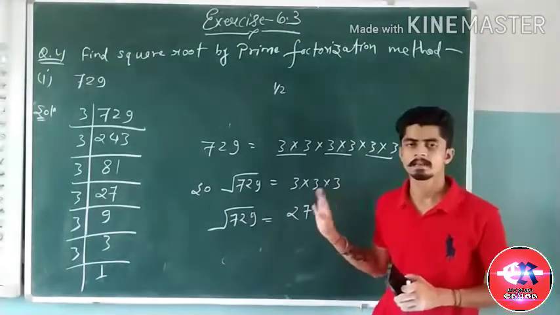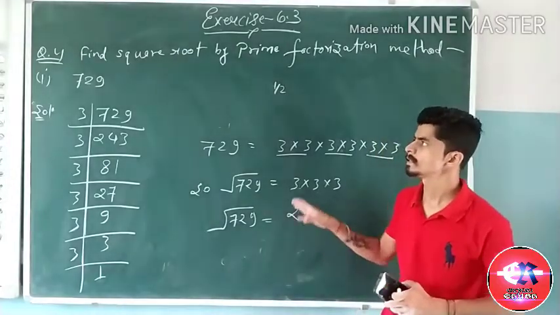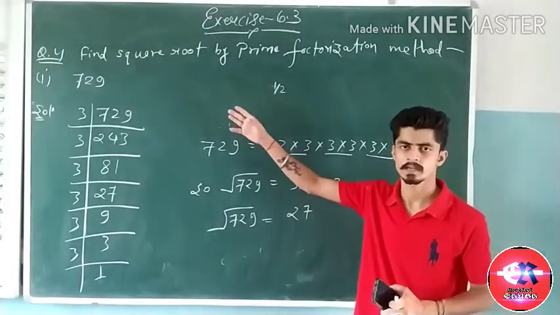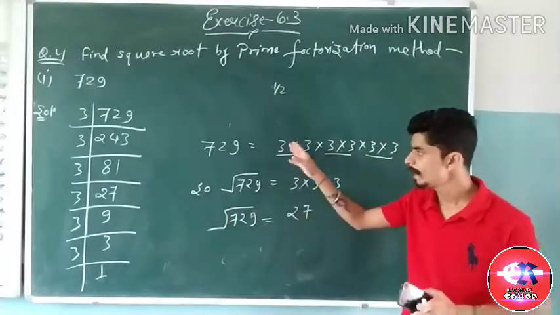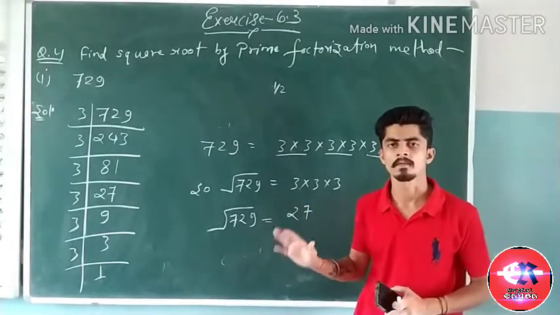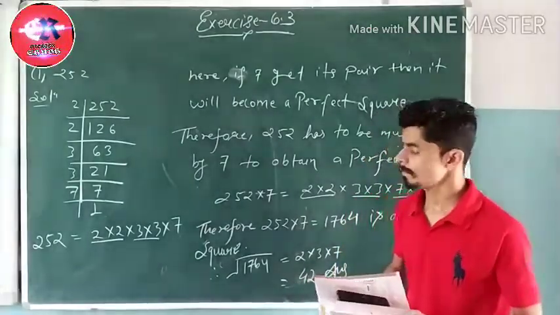And all the questions that exist in question number 4 have the same solution. You just have to divide all these numbers and find the square root. So here is the solution of question number 4. The next question is question number 5.